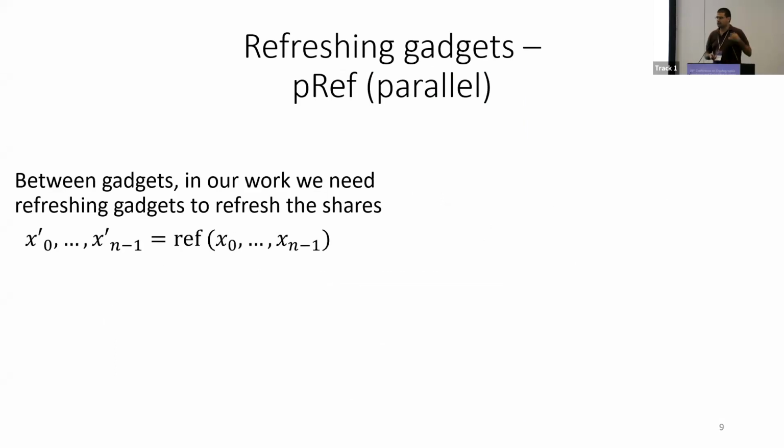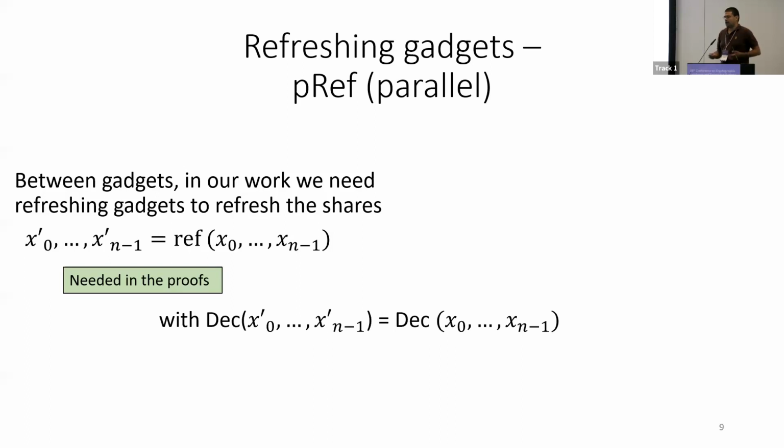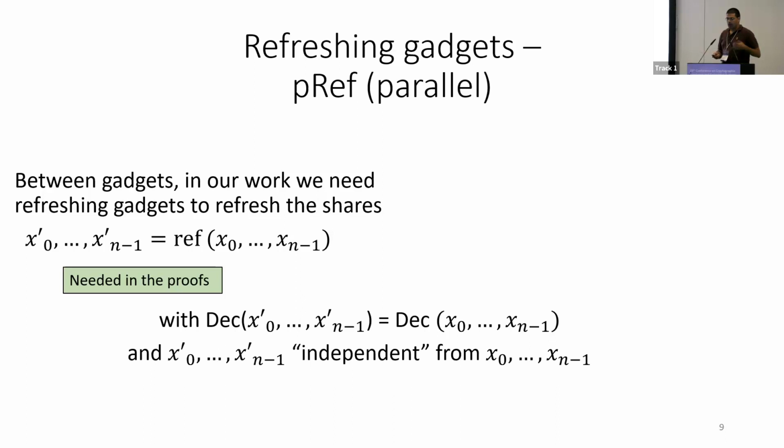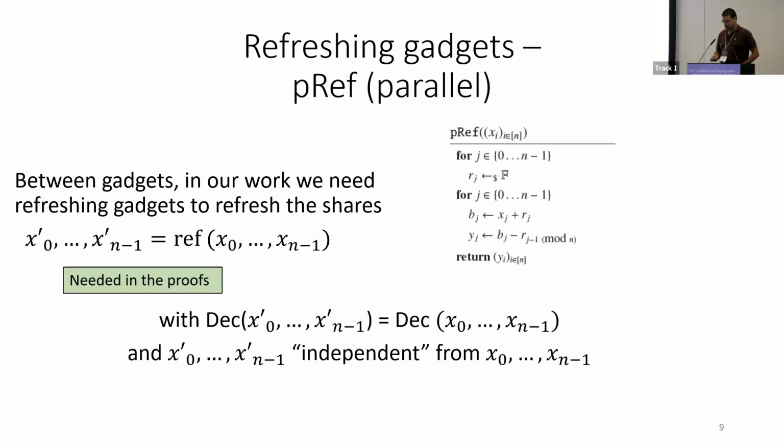Between gadgets in our work, we need refreshing gadgets for security proofs. The idea is that we have shares, and not to use them too much, we refresh them. So we take some old shares and we create new shares. We want clearly that both the old and the new shares mask the same value, and we want that the new shares are independent from the old shares.